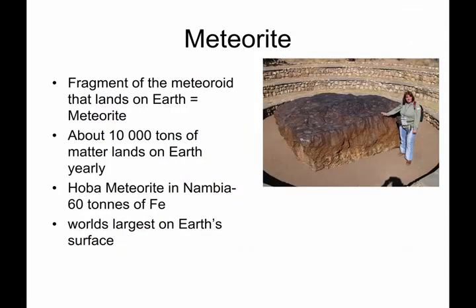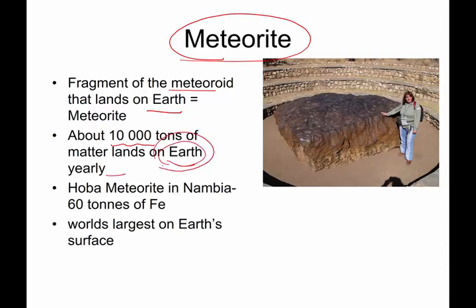Now, once one of these small rocks actually hits the Earth, it turns into a meteorite. This is the fragment that is actually left after the impact, when it hits the Earth. Annually, about 10,000 tons of matter hit the Earth. So the Earth is actually getting a bit heavier all the time because it is continuously being bombarded by these small meteorites.